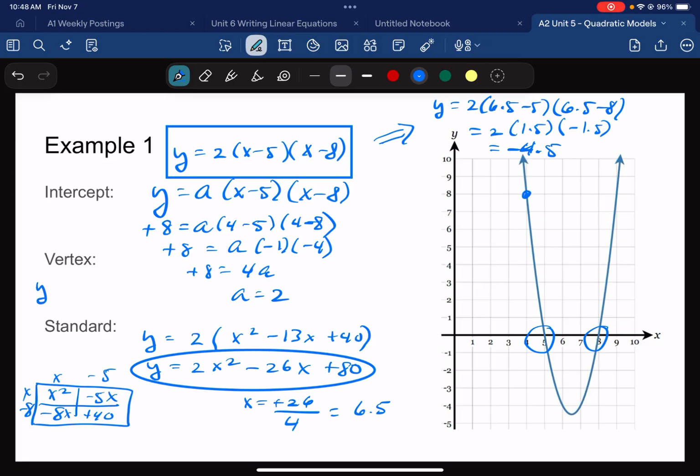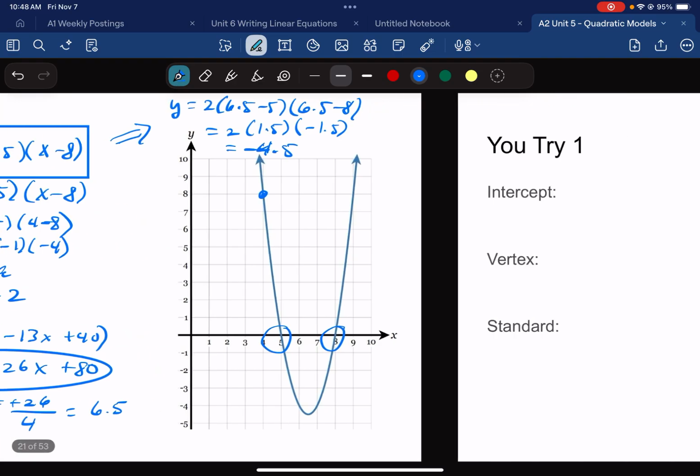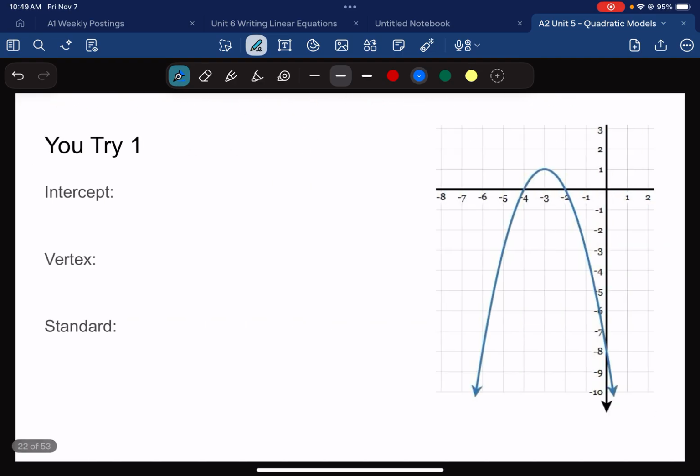So my vertex form would be y equals 2, which is still the a, and then x minus the x-coordinate, and then plus, or minus in this case, 4.5. And so there's vertex form right there. Okay. So not bad. It takes a little work to do those. You guys give one a try here. Stop the video and start it back up when you're finished.